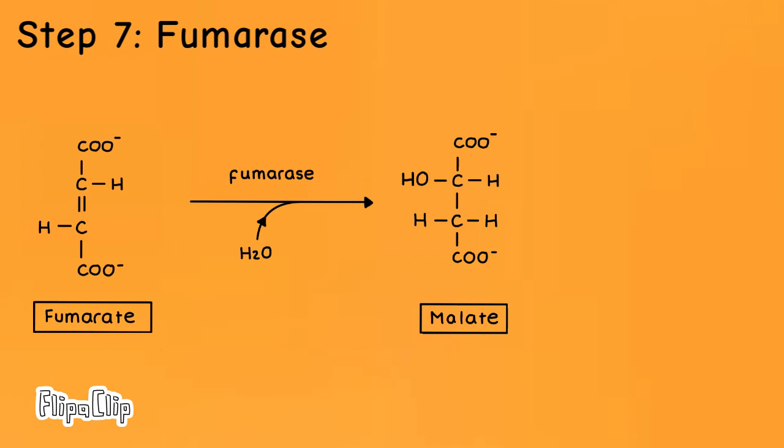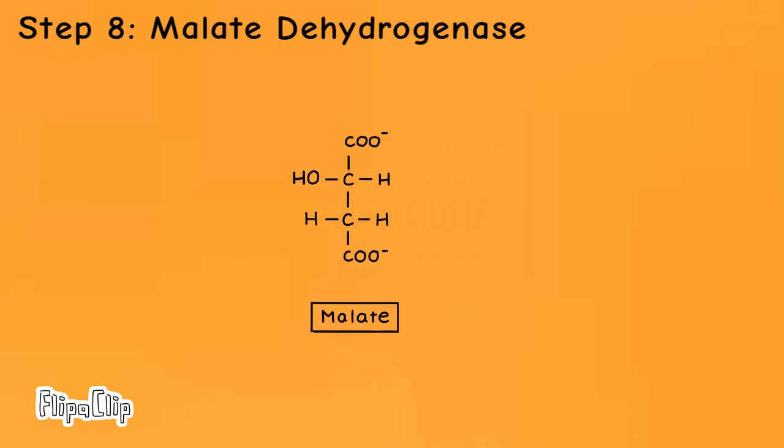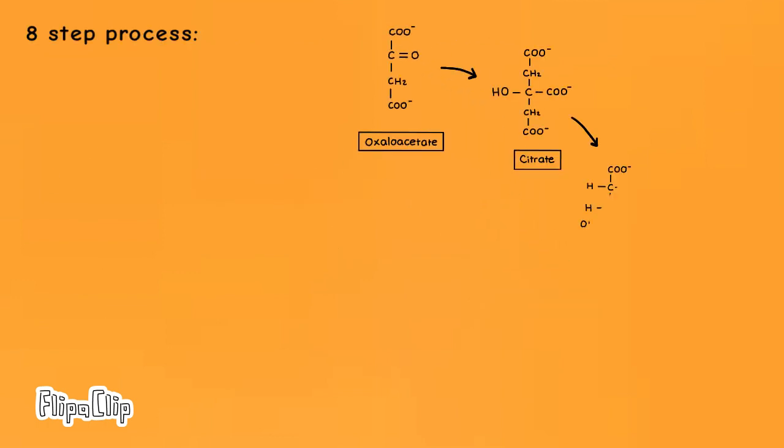Fumarase enzyme continues the rearrangement by adding hydrogen and oxygen to the fumarate molecule, forming malate. Finally, malate dehydrogenase enzyme removes 2 hydrogen atoms from malate, which attach to positively charged NAD, forming NADH plus H. The oxaloacetate substrate is then reformed, allowing the cycle to start again.